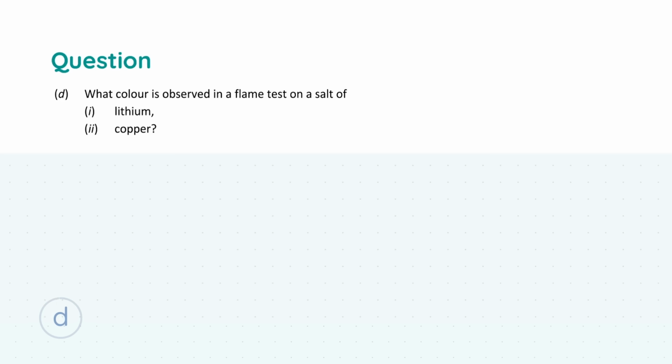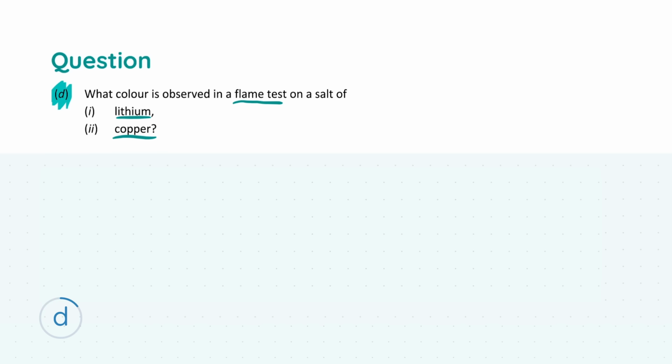Moving on to part D here, we are asked a question about flame tests. We're asked what color is observed in a flame test on a salt of lithium and copper. Unfortunately, these are just things you have to learn off. You cover these when you're doing electron configuration because they're quite a visual way of understanding that. In this case, we're just going to have two very simple, almost one-word answers, and I'm going to write them down now.